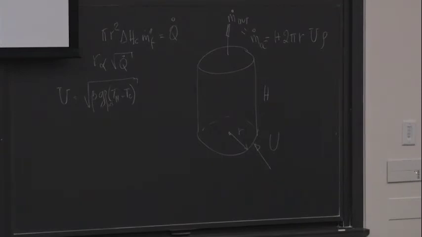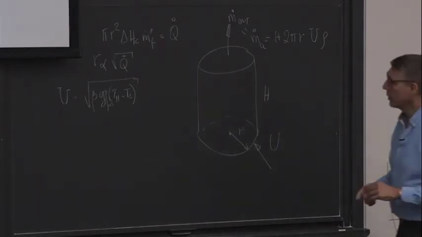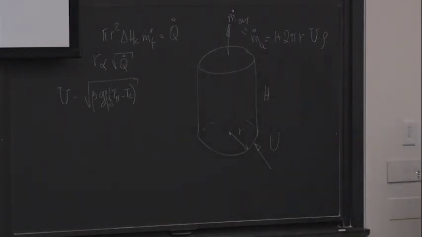Are you familiar with that expression? That comes out from Bernoulli. 1/2 rho u squared is equal to rho g. Is that okay? And beta is your expansion coefficient, okay? So it will be 1 over T infinity. Sorry, 1 over T infinity.